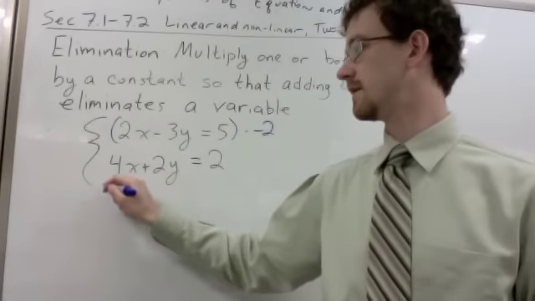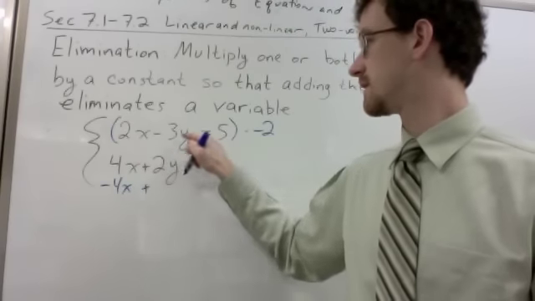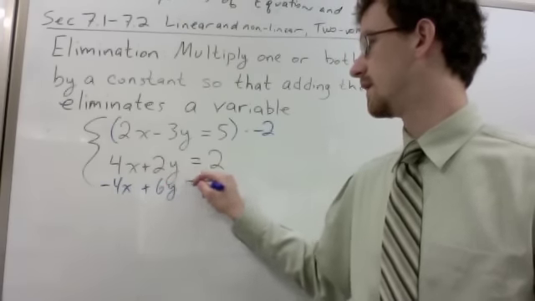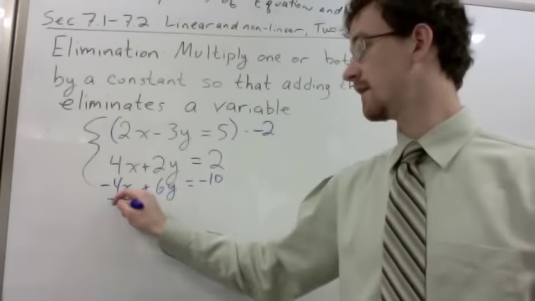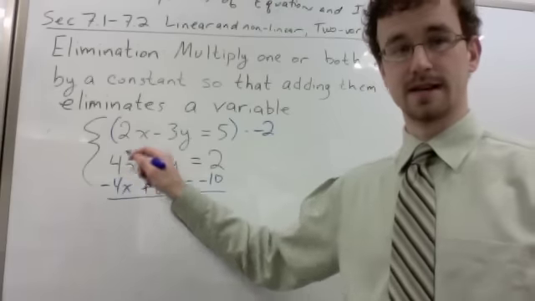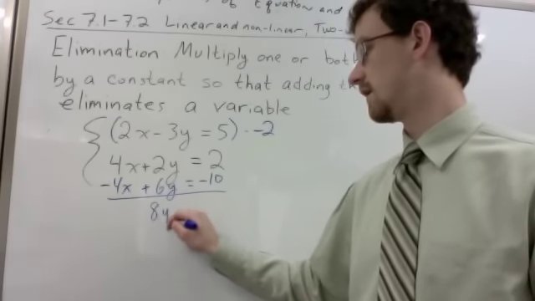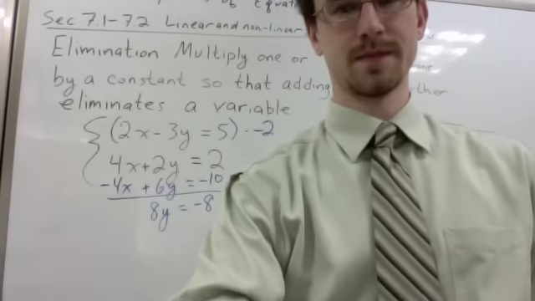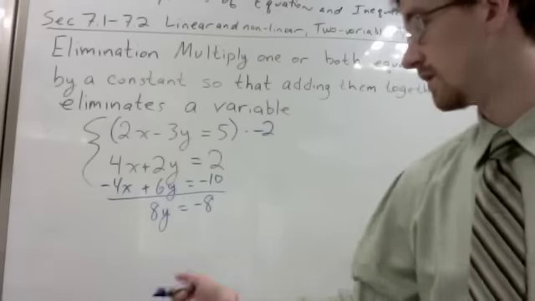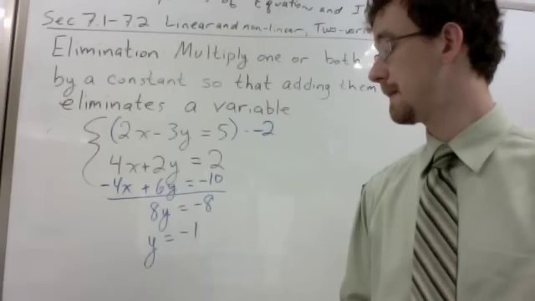2x times -2 gets us -4x plus 6y equals -10. And then we add these two together, our x's cancel out, and we are left with 8y equals -8. So y, obviously, then is -1.